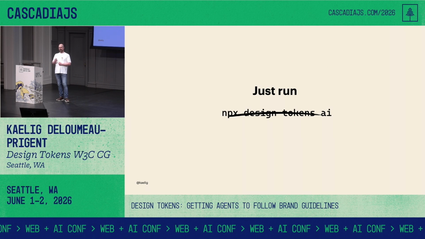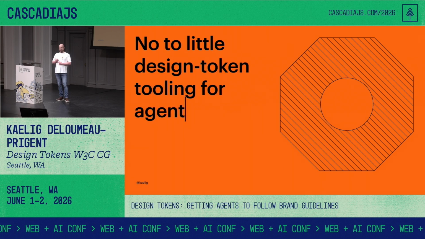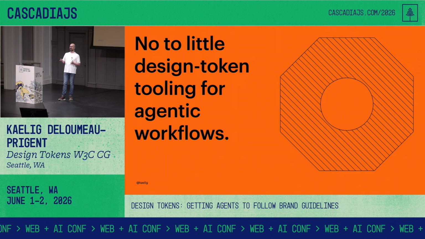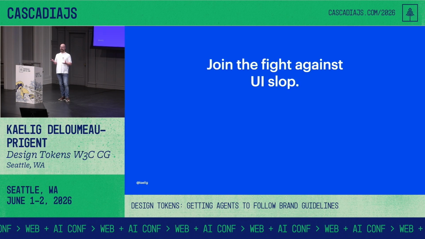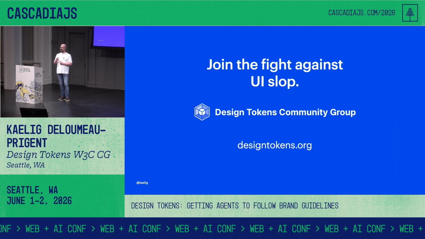So the realization is there's too little tooling that helps with that right now out of the box. And my call to action to you is to join the fight against UI slop and build cool tools and share them on the Design Tokens W3C community group's page at designtokens.org.